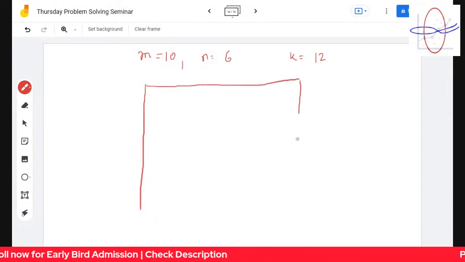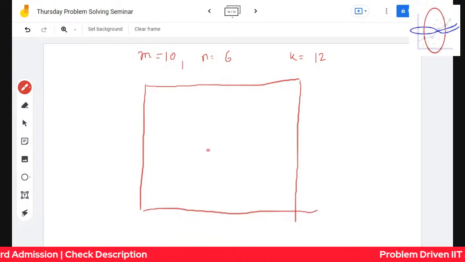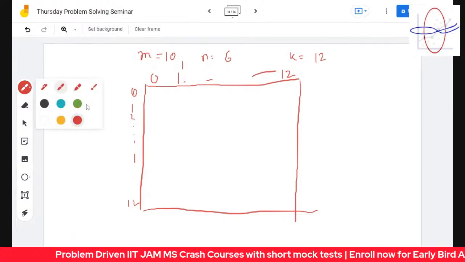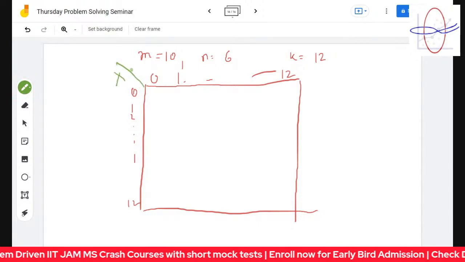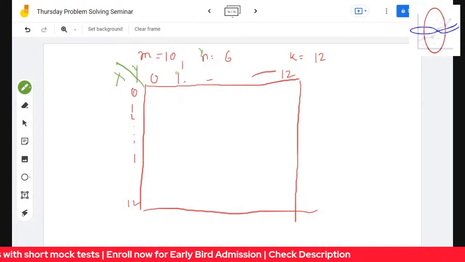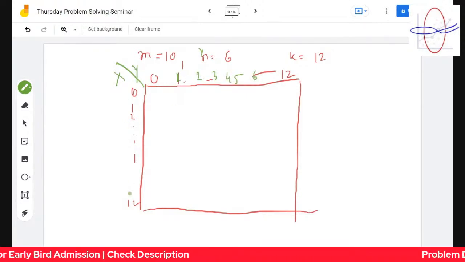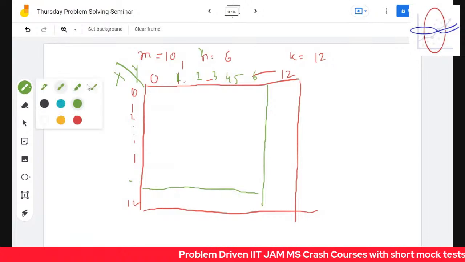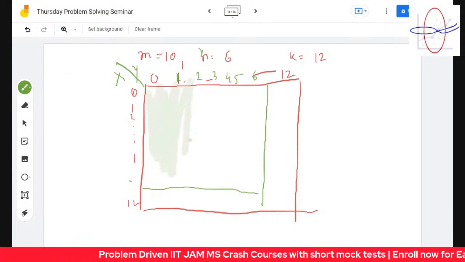Let's make a grid, 0 to 12 here and 0 to 12 here. What we are exactly looking at is this: here it's x, here it's y. So y is possible from 0 to 6, and x from 0 to 10. So essentially we are looking at this region, not the rest of the region.